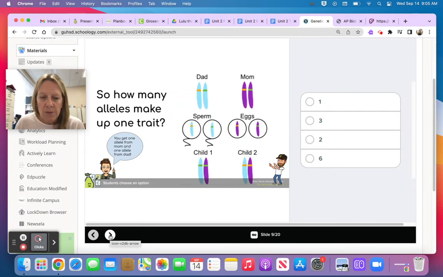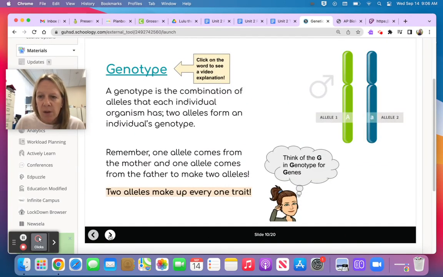Okay. So I'm going to skip this. And then we're going to talk about genotype and phenotype. So genotype and phenotype are how we refer to organisms when we're talking about their genetics. The genotype is the actual genes they have, the alleles. So for this example, in this picture, this has a capital A and a lowercase a.